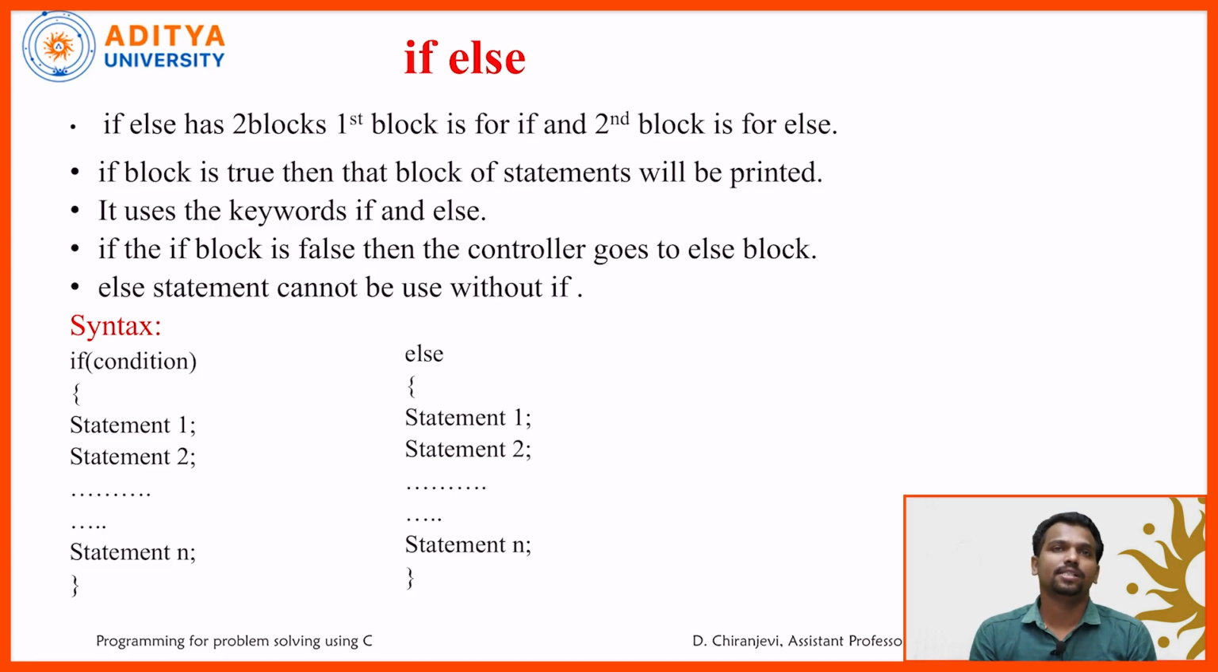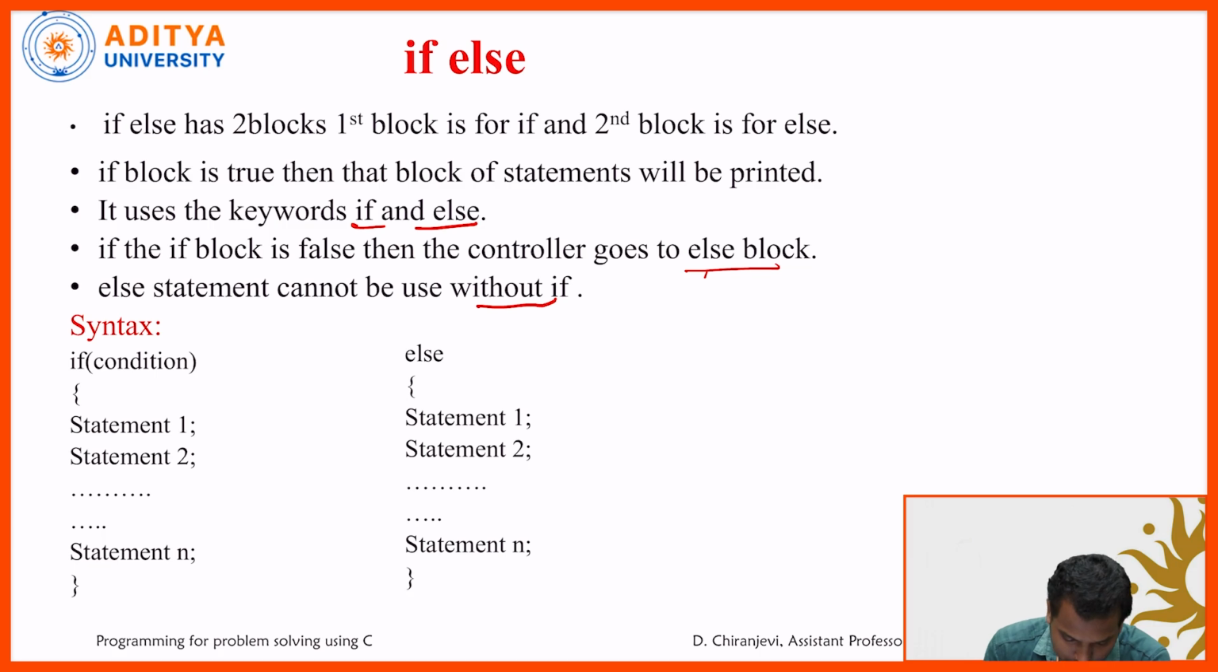The second conditional statement is if else. In if else, we have two blocks. The first block is for if and the second block is for else. If the if block is true, then that particular block of statements will be displayed. In this if else, we are using two keywords, one is if and the other one is else. If the if block evaluates to false, then control will be transferred to the else block. You cannot use else without the if.